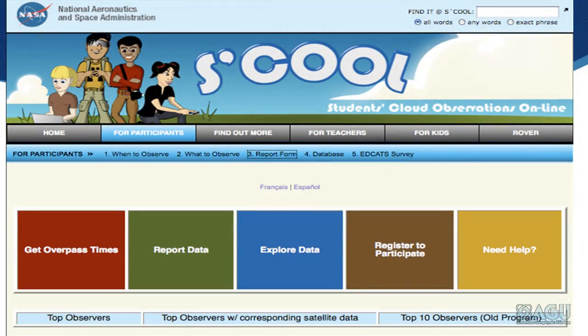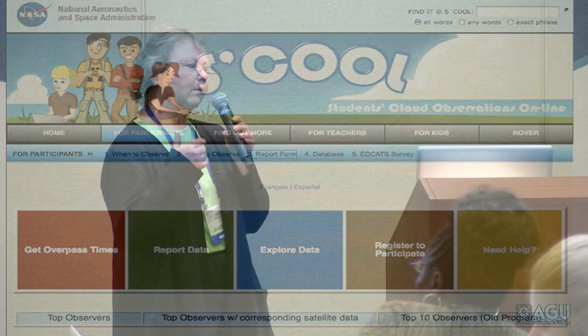If you would like to register for school, you just go to the school website, which is on the materials in your folder, and click on register, and then you will be sent the overpass time as to when the best time is for you to observe. We would like for you to observe either 15 minutes before or after an overpass.